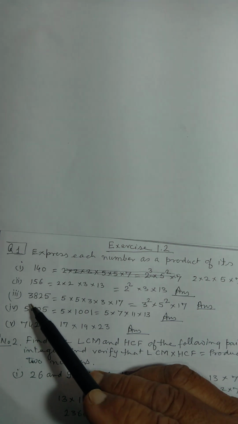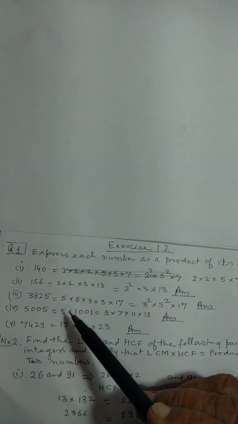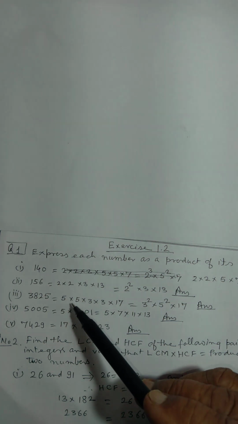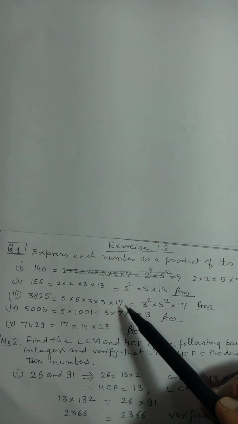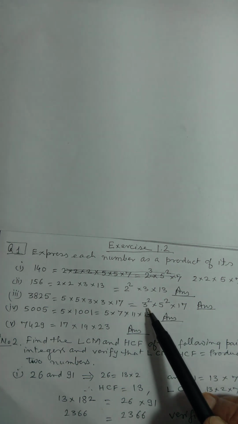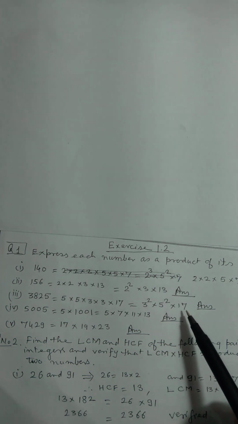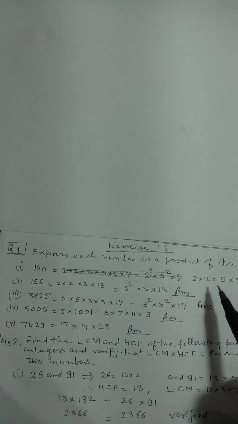Now, the third part, that is 3825. It can be factorized as 5 into 5 into 3 into 3 into 17, and that can be written like this: 3 square into 5 square into 17. This will be the answer.